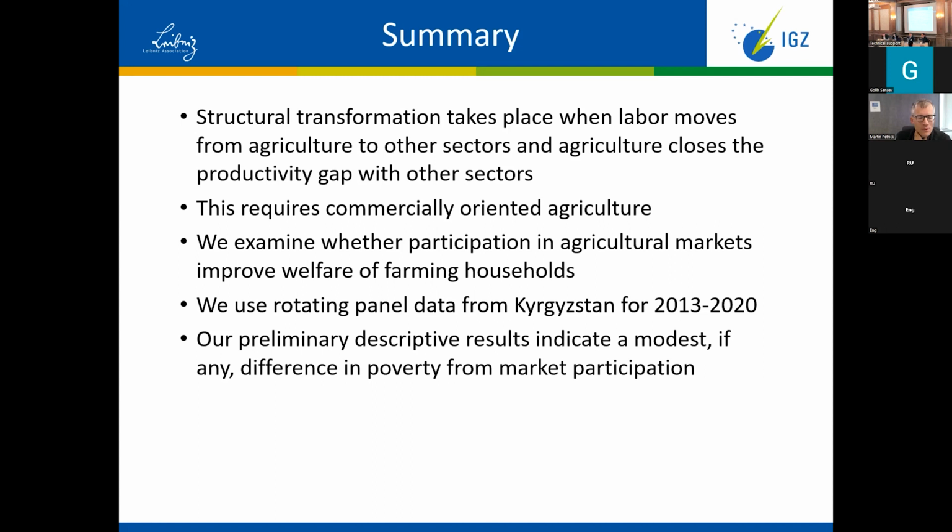And our preliminary suggestive results indicate that, in fact, there is not much going on. Those who sell their products in markets don't really get higher income, higher consumption. But it could be a bit early conclusion to make before we make final calculations and make precise estimations.